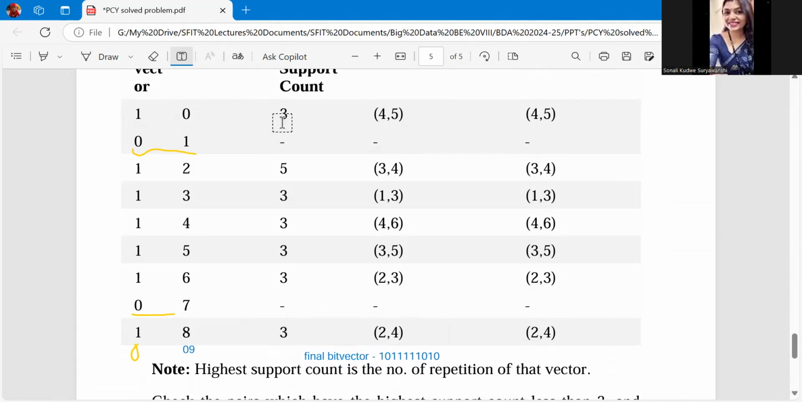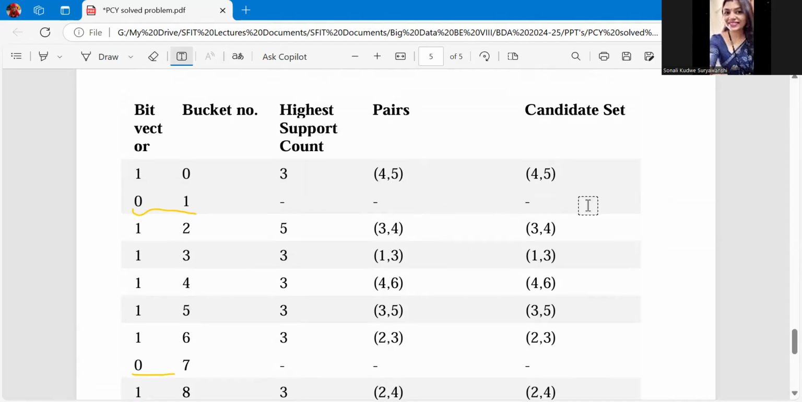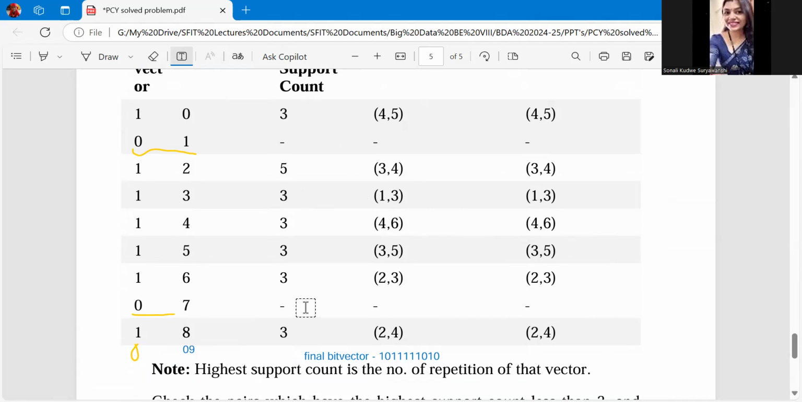Now your last step is to also find the support count of these buckets. If any bucket does not have the minimum support count, that bucket will be discarded from the next iteration. So let's say 4 comma 5 had a support count of 2. We would have rejected this bucket. This will not go into the second phase. As of now, you see all the buckets are satisfying the minimum support count, which is 3. That means any pairs that map to that bucket are frequent pairs. So here all these pairs are frequent pairs, and that's why they will go to the candidate set. Any bucket which doesn't satisfy the minimum support criteria will not go to the candidate set.